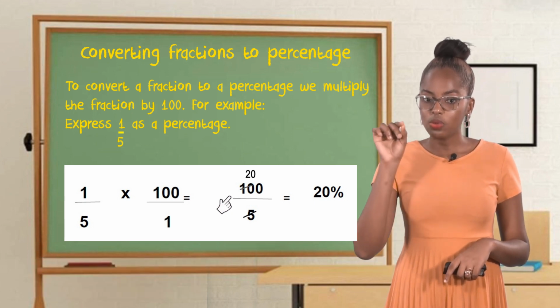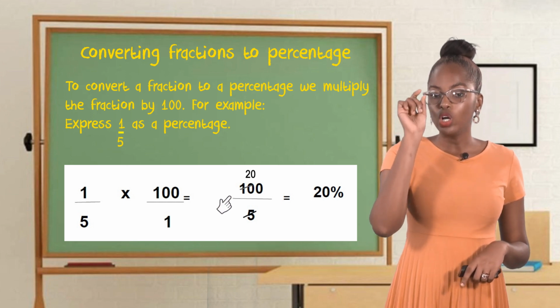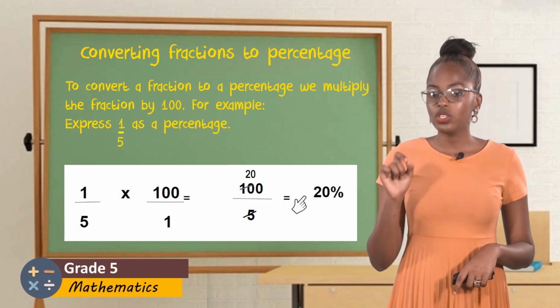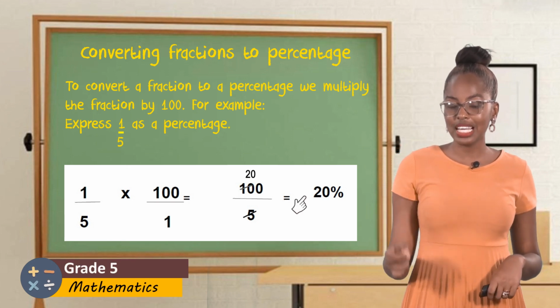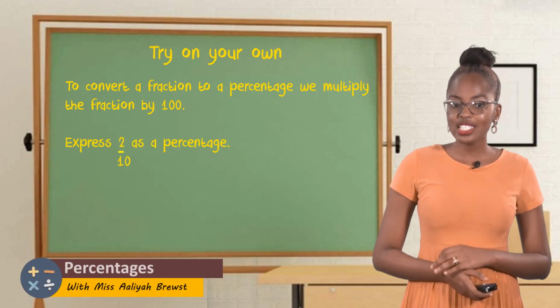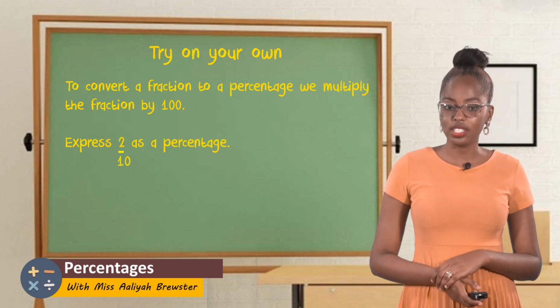100 divided by 5. How many 5s are in 100? 20 5s are in 100. Okay, so therefore 1/5 as a percentage is 20%. Try this activity on your own. Express 2/10 as a percentage.